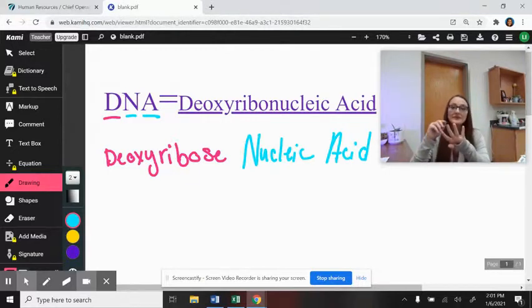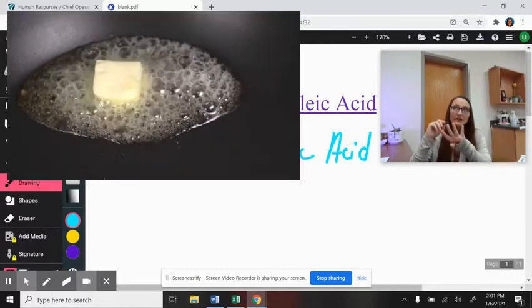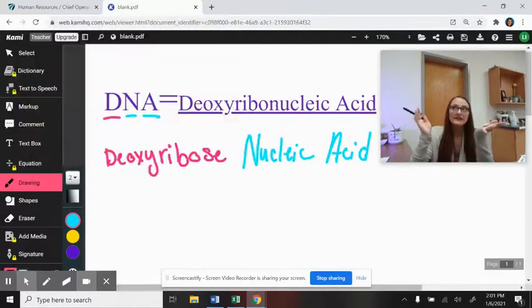All right, then we get to lipids. Lipids are fats and waxes, okay? So this would be like butter, beeswax, candles, things like that, okay?